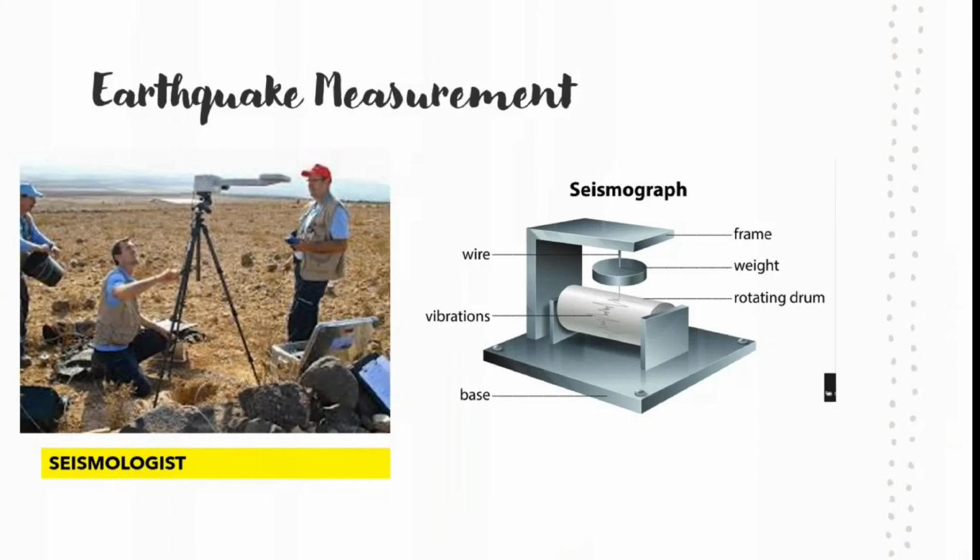Earthquake measurement. Seismologists are scientists who study earthquakes and seismic waves. The instrument they use to obtain a record of seismic waves from all over the world is called a seismograph, like the one you can see in the picture. The height of the lines traced on the paper is a measure of the energy released by the earthquake, also known as its magnitude.